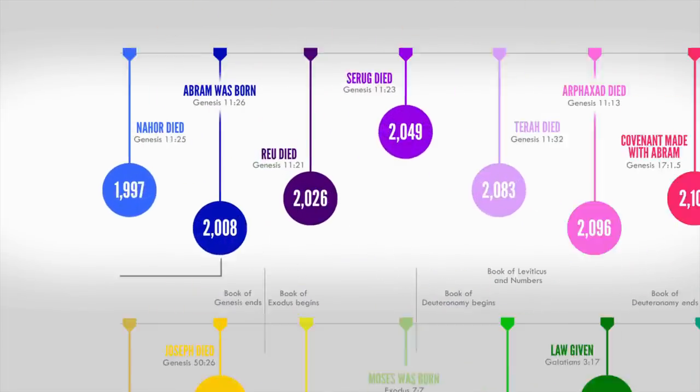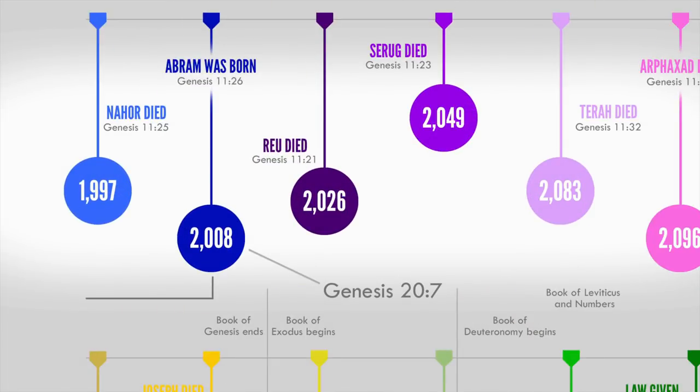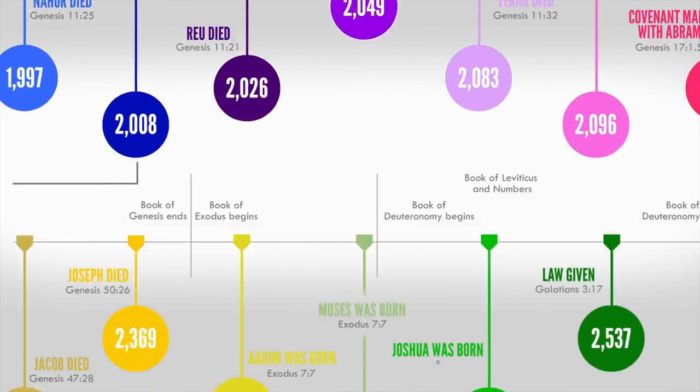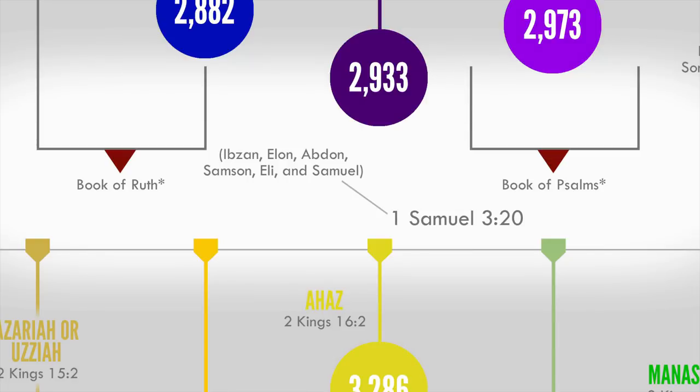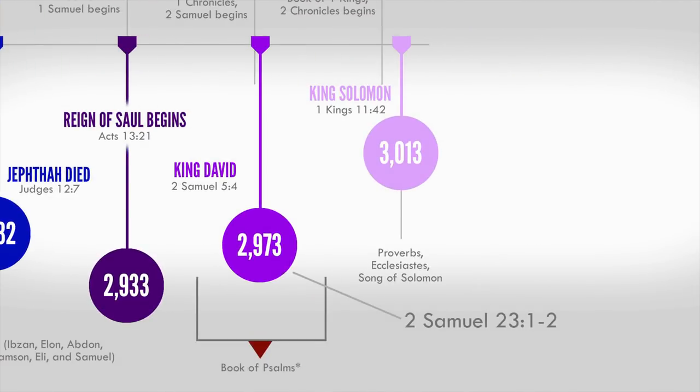For the purpose of our timeline, we are most interested in faithful prophets of God. We actually have already noted some prophets on our timeline. Abraham is called a prophet in Genesis 20 and verse 7, as are Moses, Deuteronomy 34 and verse 10, Samuel, 1 Samuel 3 and verse 20, and David, 2 Samuel 23, the first two verses.